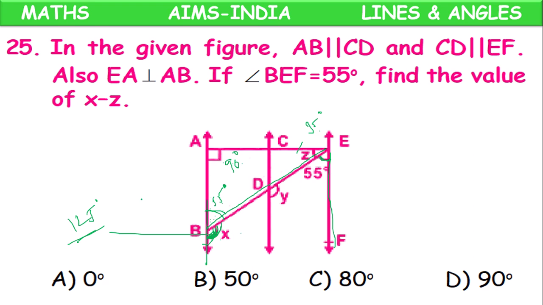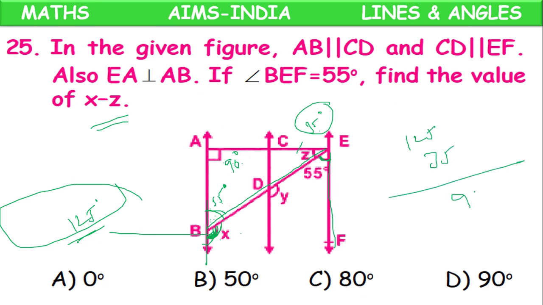So now x value 125, Z value 35. So now x minus Z how much? 125 minus 35 equals 90 degrees is the correct answer.